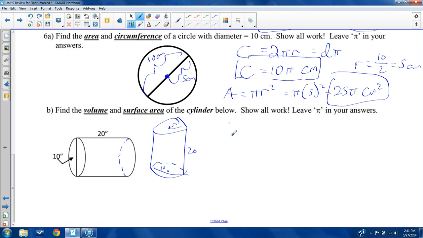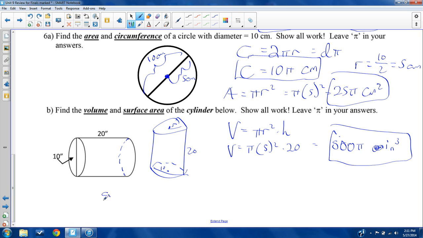Let's do volume first. Your volume is pi r squared times height, area of base times height. So volume is pi times 5 squared times 20 for your height. 5 squared is 25. 25 times 20 is 500. So that's 500 pi. They say leave it in terms of pi. So that's 500 pi cubic, is it cubic centimeters? Oh, inches. Cubic inches.